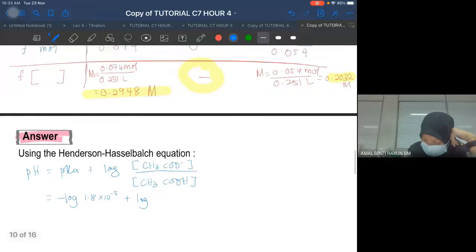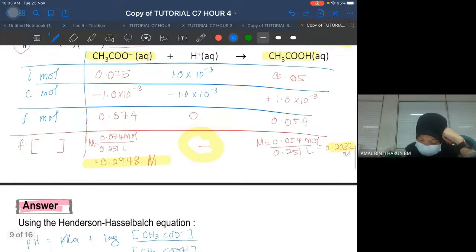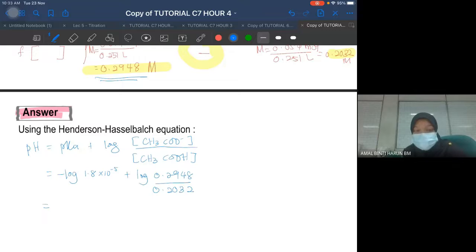Okay, sekarang kita letak concentration yang baru. The salt concentration, 0.2948 divided by the weak acid 0.2032. So it will be 4.9.